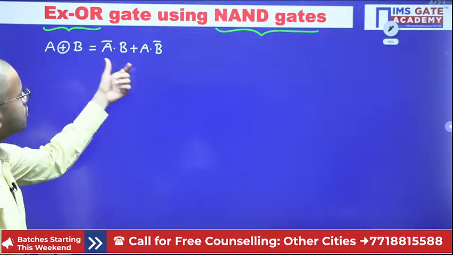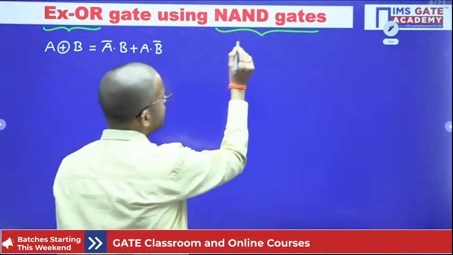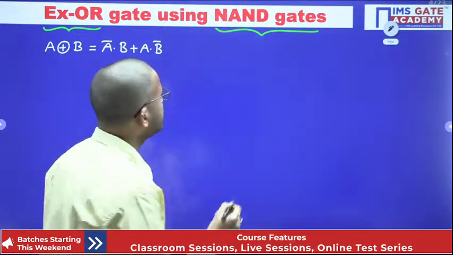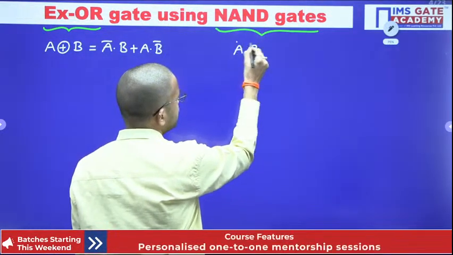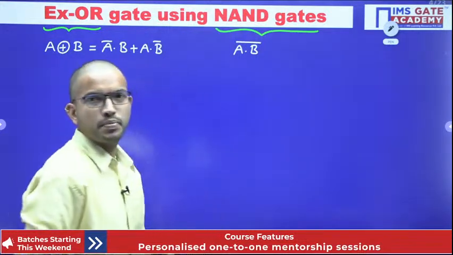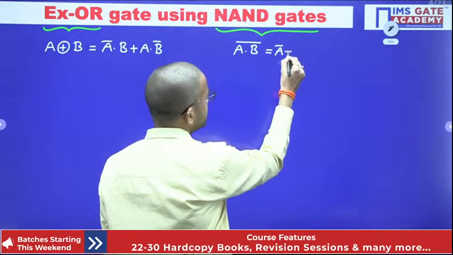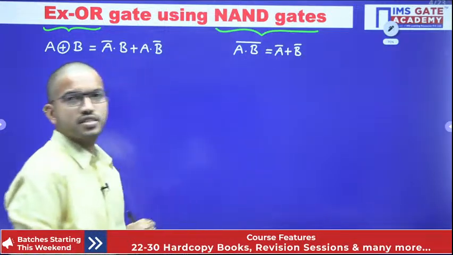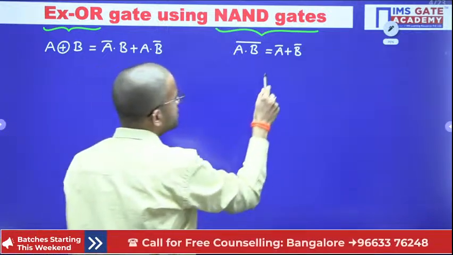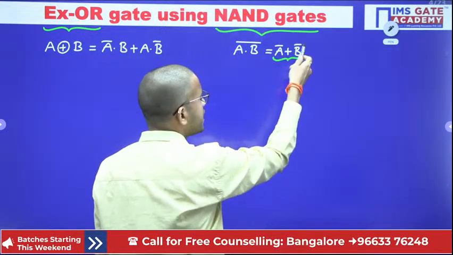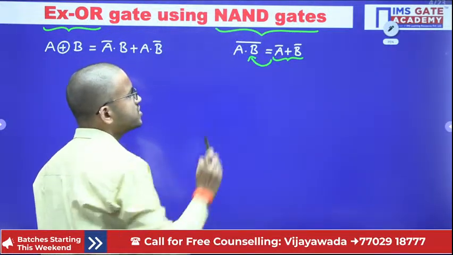Now we have to implement this expression with the help of NAND gates. Just recall, whenever you have a 2 input NAND gate, say for example, if A and B are the inputs, then the 2 input NAND gate will produce the output (AB) bar. By using De Morgan's law, this we can write as A bar plus B bar. Suppose somehow we have an expression like A bar plus B bar, that we can write as (AB) bar by using De Morgan's law.